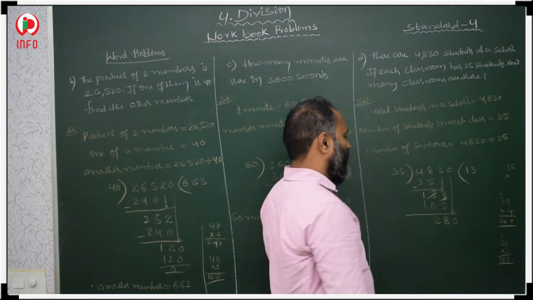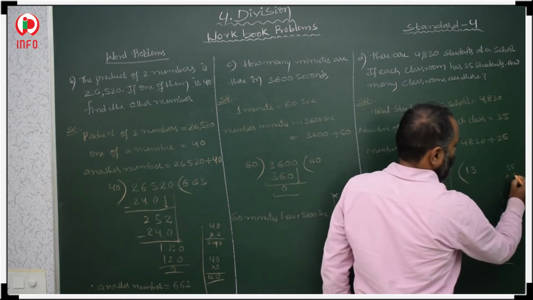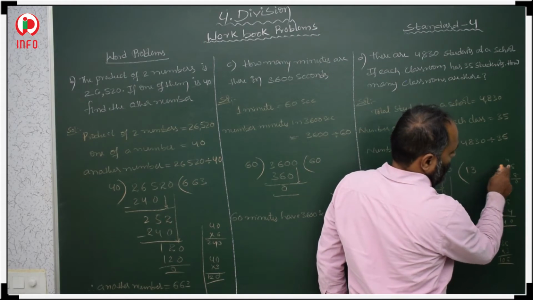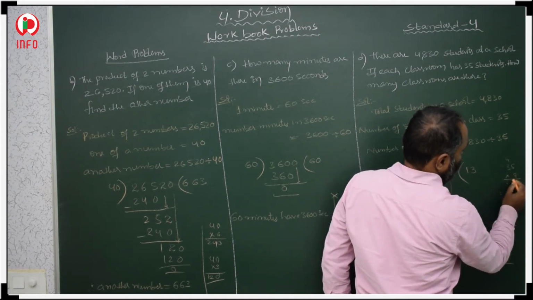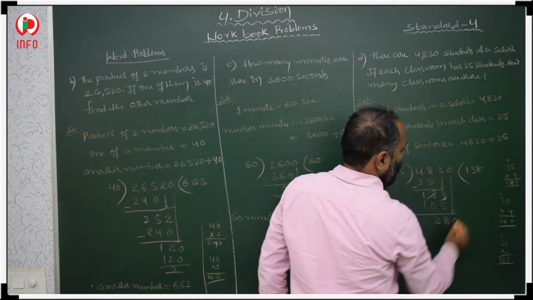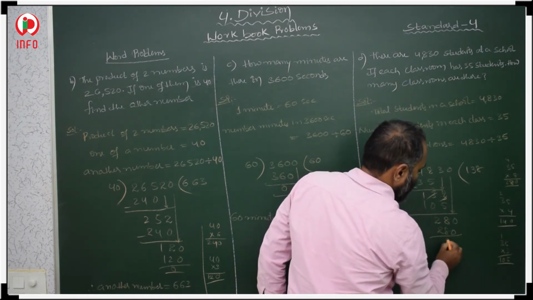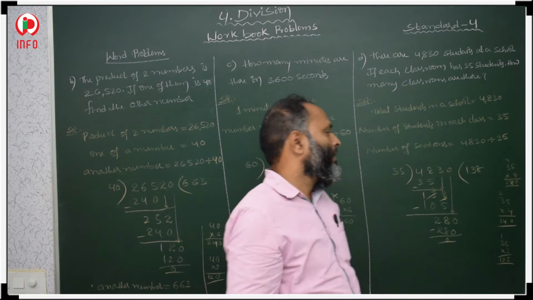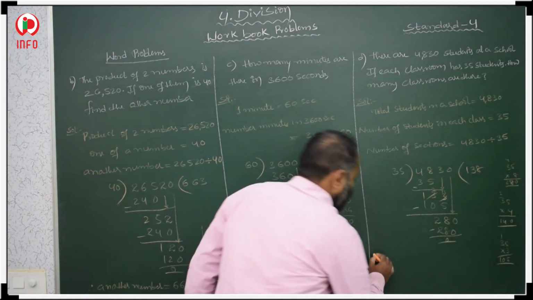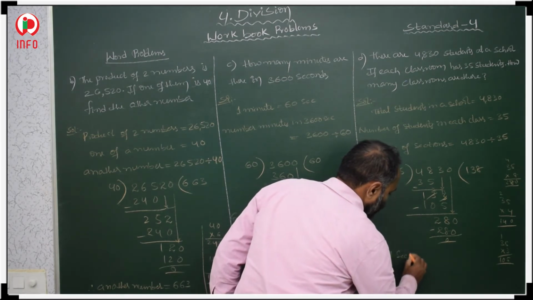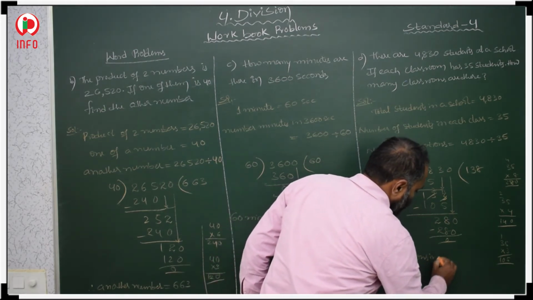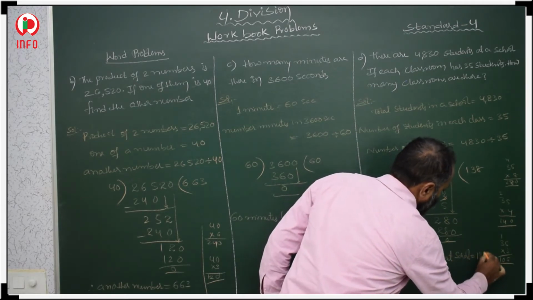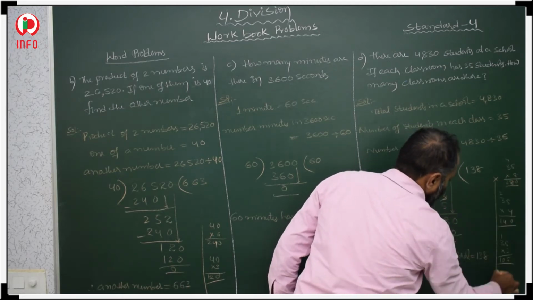35 into 280. 8s are... once you check, 8. 8 5s are 40, 8 3s are 24, 28. 8s are 280. Same minus same, 0. Then how many sections are there in that school? So total sections in the school is equal to 138. These many sections were there in a school.